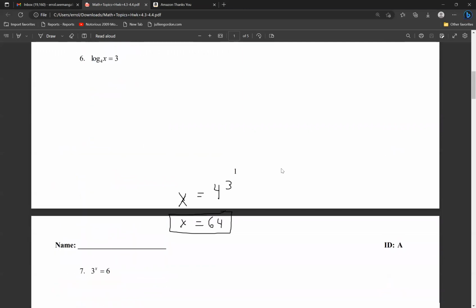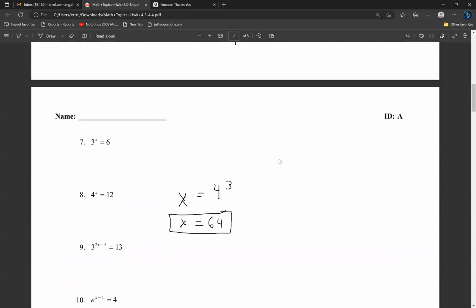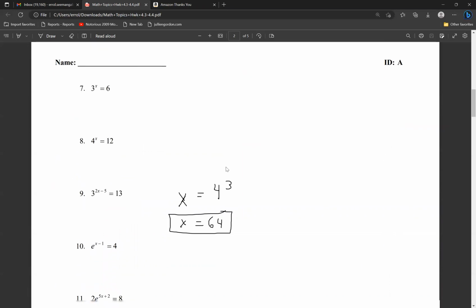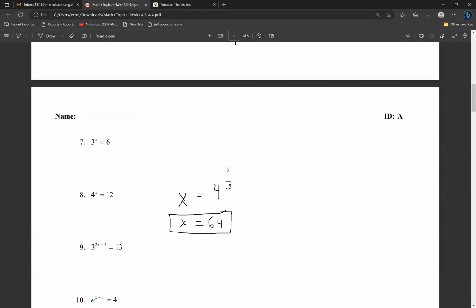All right, so what number are we on? 7. Okay, for 7, 8, 9, you have your calculator with you? We're going to need a calculator. Okay, so how are we going to do 7? 3 to what power equals 6? Yeah, exactly. So how can we do that?